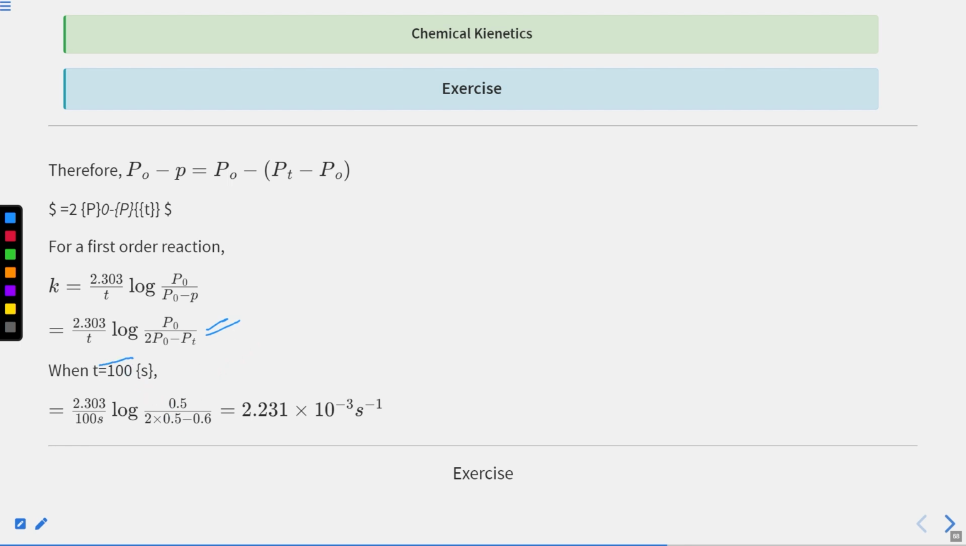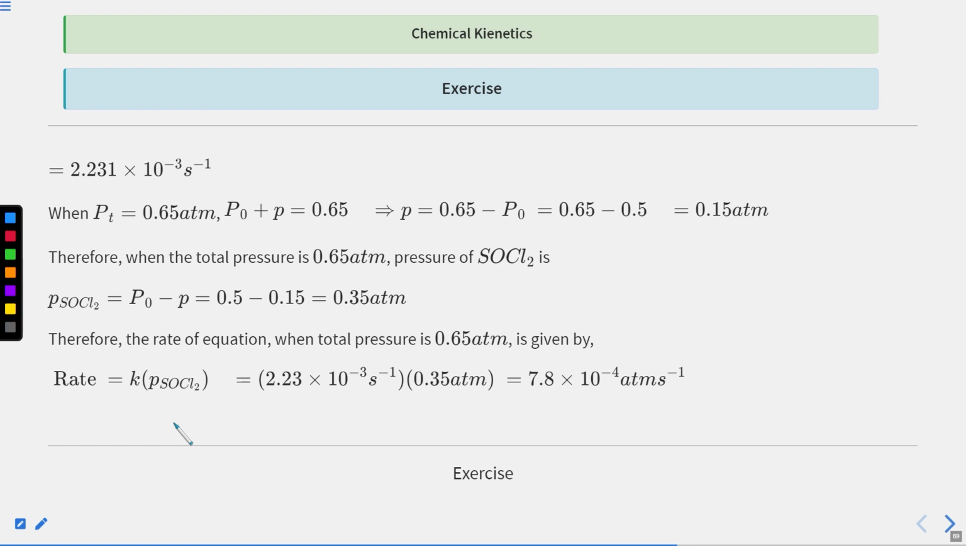Now at time t equals 100 seconds, it is given that at the initial time it was 0.5, and after 100 seconds, we put this 100 seconds here, and our total pressure is 0.6. The initial pressure is this much only, right? So we calculated K from here. As soon as we calculate K, then we can use the same formula to calculate our rate.